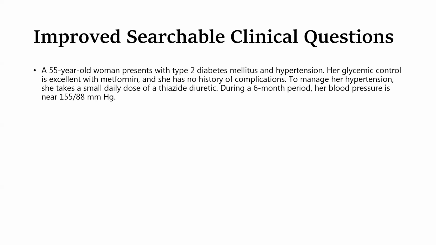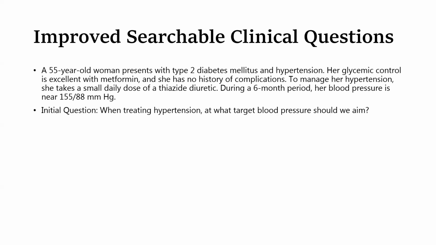So consider this case. A 55-year-old woman presents with type 2 diabetes mellitus and hypertension. Her glycemic control is excellent with metformin, and she has no history of complications. To manage her hypertension, she takes a small daily dose of a thiazide diuretic. During a 6-month period, her blood pressure is near 155/88. Your initial question is, when treating hypertension, at what target blood pressure should we aim? How do we make that into a searchable clinical question?